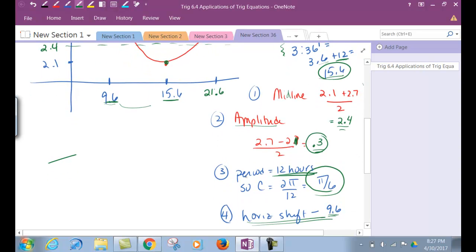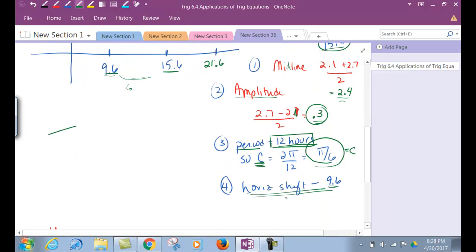Okay, we need to talk about the period. We already talked a little bit about that. We said it was 6 hours to get from high to low, and then another 6. So I think that you can see that the period is 12. 12 doesn't go in the equation. What does go in the equation is the c value, and the way we find that in radians is we take 2 pi and divide by the period. So this is our c value.